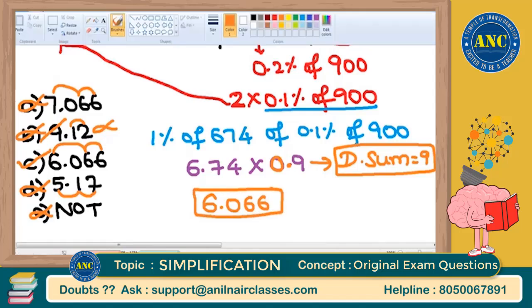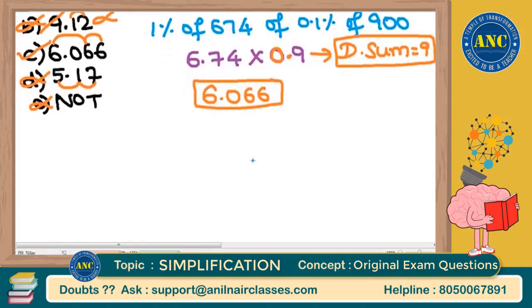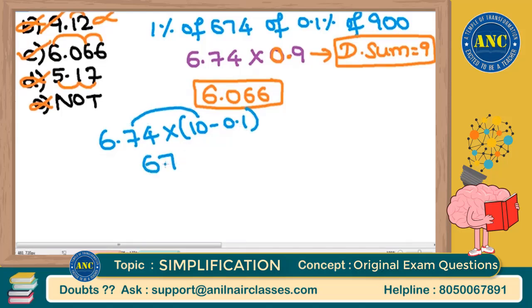Or if you don't want to use the digital sum by chance, multiply it. What is the difficulty? 6.74 into 0.9 I need to do, right? 0.9 I can write it as 1 minus 0.1. Sorry, not 10 minus 1, sir. It is 1 minus 0.1, right? It is 0.9, right? Not 9.9.